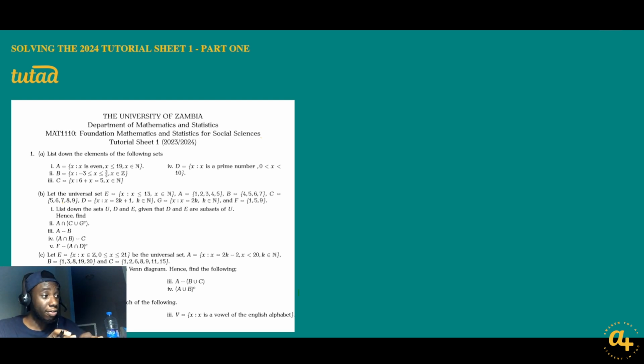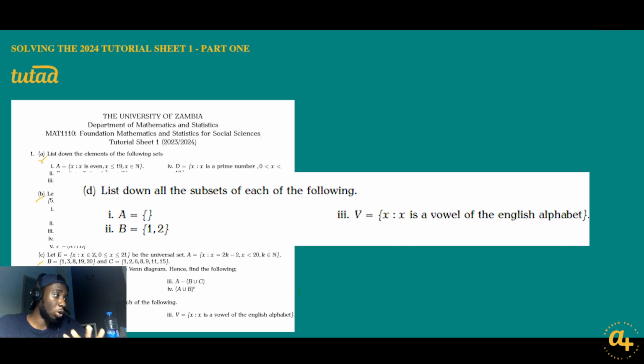Okay, so what we have in front of us here is the tutorial sheet itself. The tutorial sheet has several other questions, but we're going to start with question 1. Question 1 has several parts: part A, part B, part C, and part D. We're going to begin with part A, but before we do that, we're going to write down Q1 to represent question 1, and then A to represent part A. So now that we have that out of the way, what does part A of question 1 read?